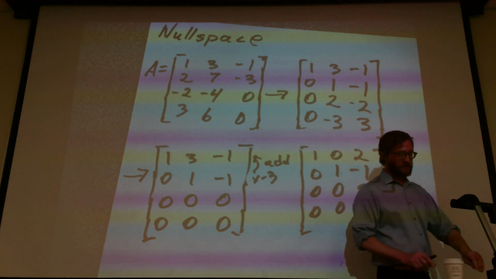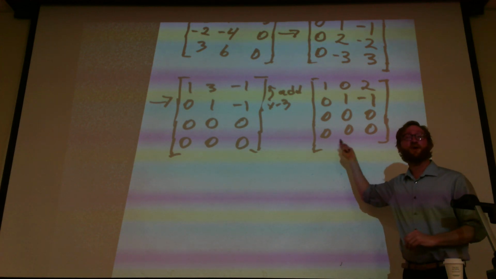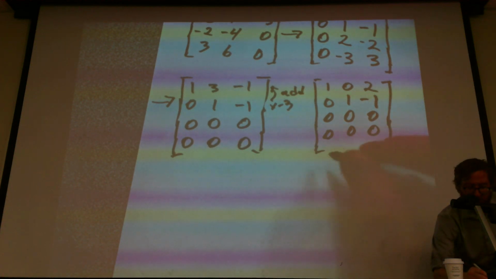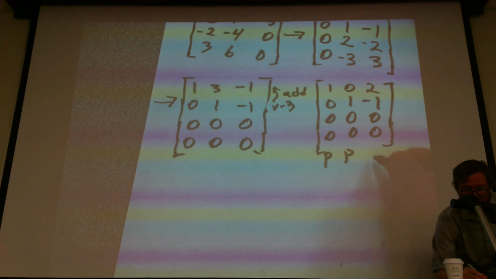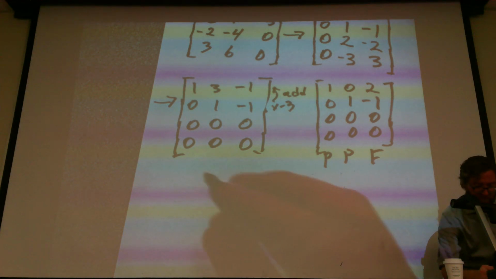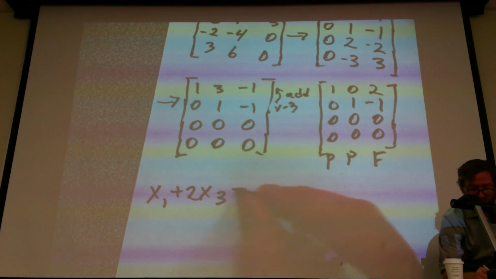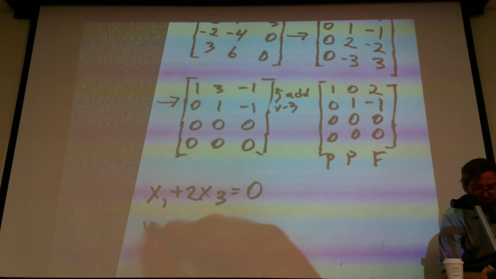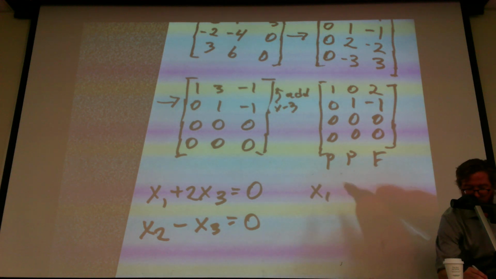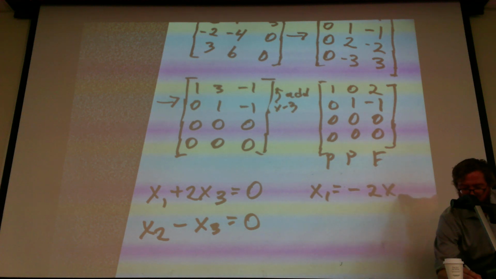Now remember, when you're looking for the null space, this is reduced row echelon form right here. So that top guy is saying pivot, pivot, free. That's saying that x1 plus 2x3 equals 0, and that x2 minus x3 equals 0, or that x1 equals -2x3. All right, let's just write it like this.